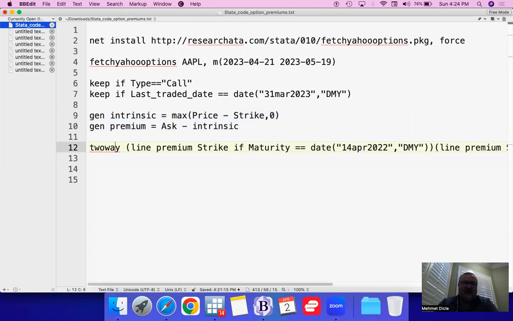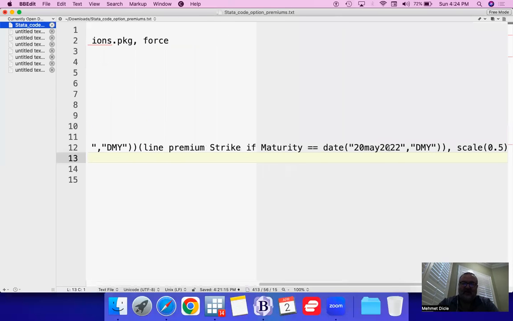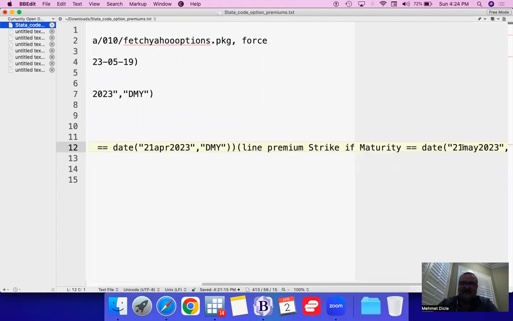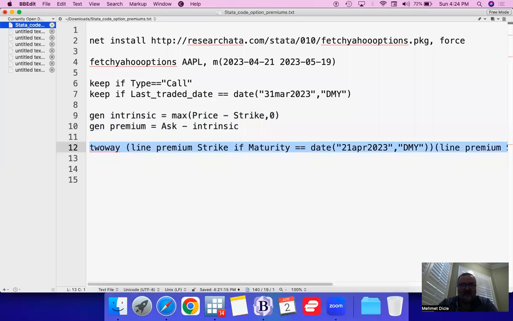Now we're going to draw the two-way chart. The first one is the line chart. We're going to use the premium and strike, but we want the maturity to be equal to April 21st of 2023. Now notice this has to equal this, right? We want to make sure that we're drawing the chart properly for the data that we actually downloaded. And the next one will be, again, oh, actually, sorry. So April 21st and May 19th. And then the rest is basically copy paste.